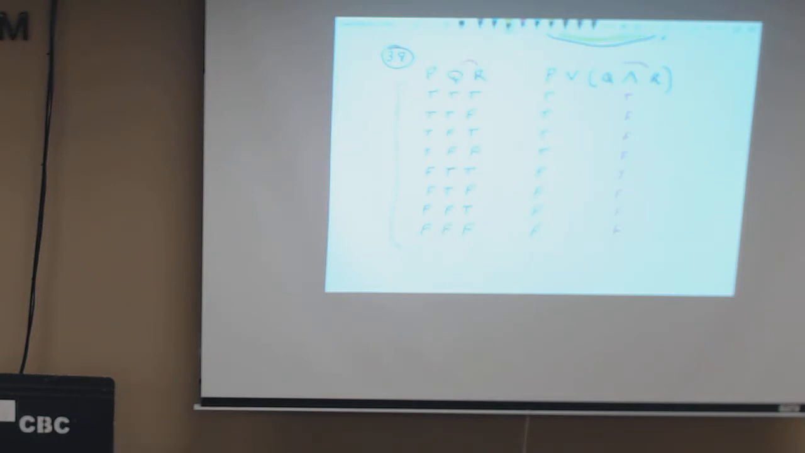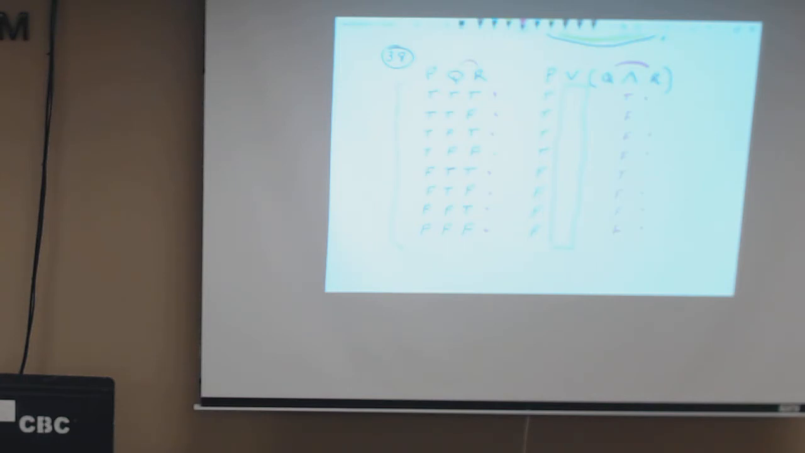So now, I want to find the truth value. This is going to be my final column right here. But before I get there, what's Q and R? Q and R, true and true would be true. True and false would be false. False and true would be false. False and false would be false. True and true would be true. True and false would be false. False and true would be false. And false would be false. You see what I'm doing? I'm just going down the Q and R column.